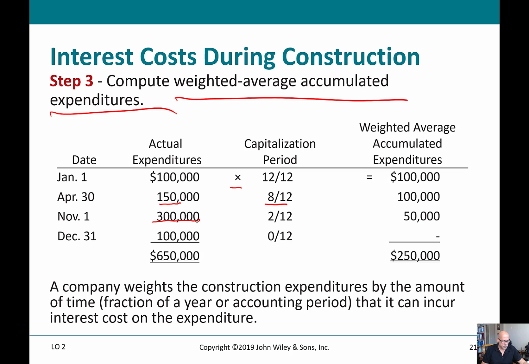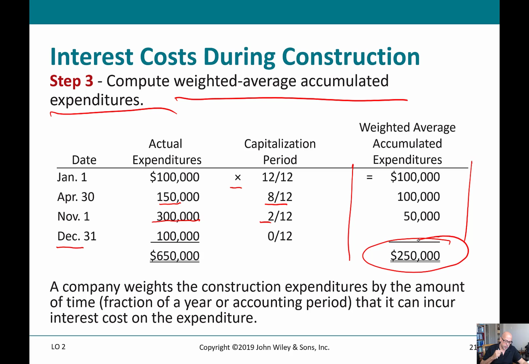300,000 was spent on November 1st, so that was only outstanding November, December, 2 months. I like to count on my fingers for questions like this because I mess up the months all the time unless I count. All of November, all of December is 2 months. And notice, since we didn't spend that 100,000 until December 31st, it was not outstanding any portion of the year. So the weighted average of accumulated expenditures comes to 250,000.